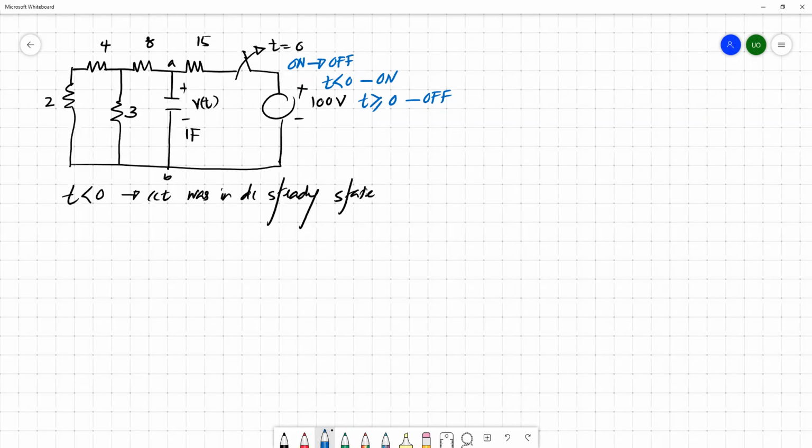So we can conclude that the circuit was in DC steady state when t is less than 0. Now I am referring to the past, t less than 0. We know that if the circuit was in DC steady state, capacitors act as open circuit elements and inductors act as short circuit elements. So we'll then draw the circuit when t is less than 0. I'm referring to the same circuit.